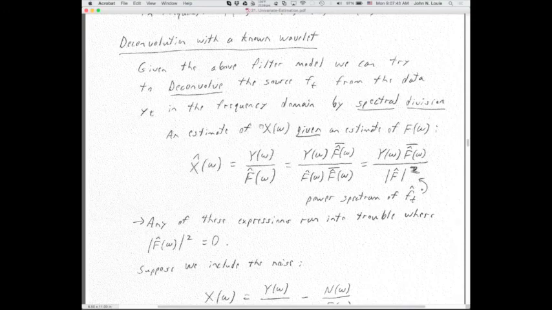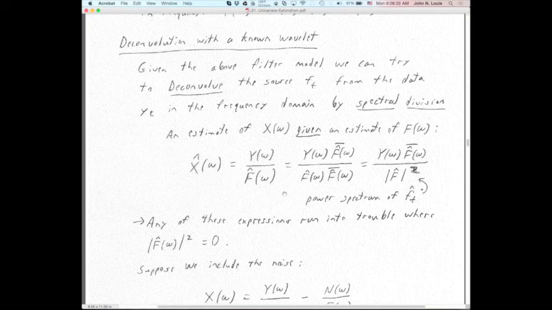So an estimate of the input x in the Fourier domain, which would be the Earth reflectivity sequence, which is what we want in reflection, given an estimate of the hopefully known source wavelet f, the filter, is very simply: the estimate x hat in the Fourier domain, again individually frequency by frequency, is the Fourier transform of the data divided by the Fourier transform of the estimate of the source wavelet, f.